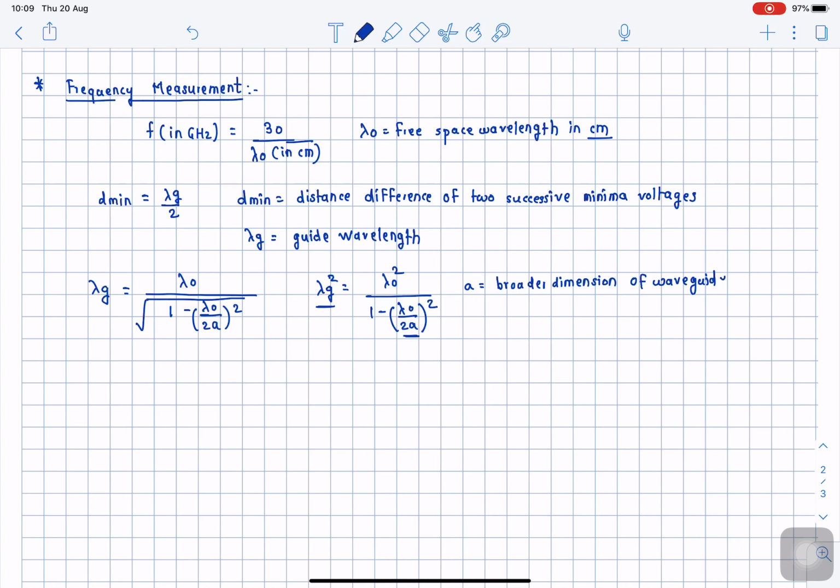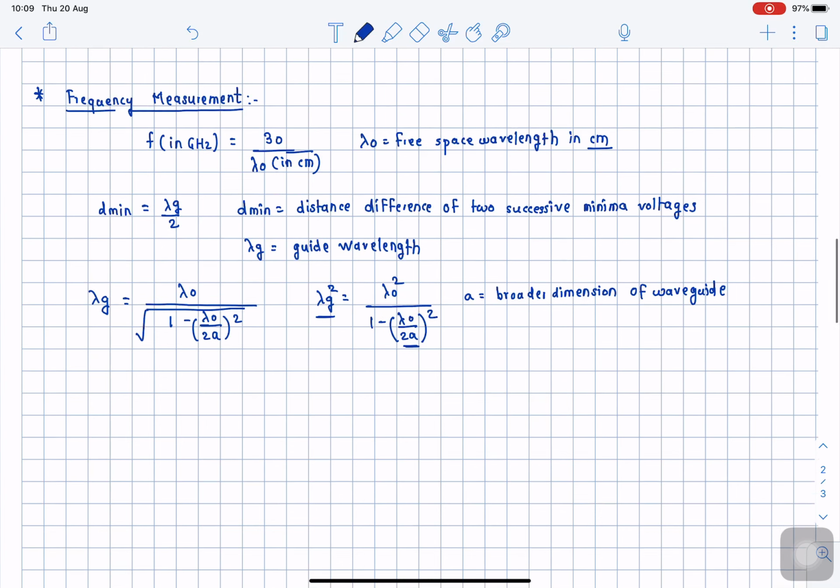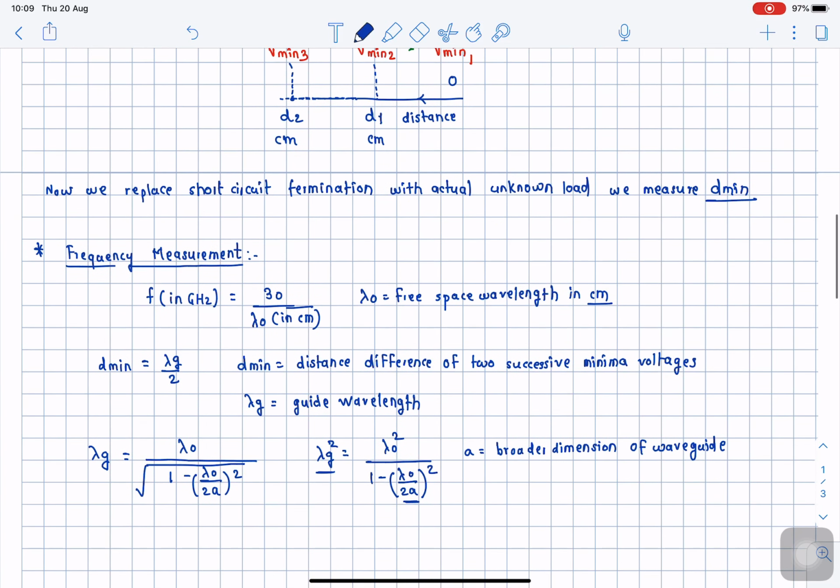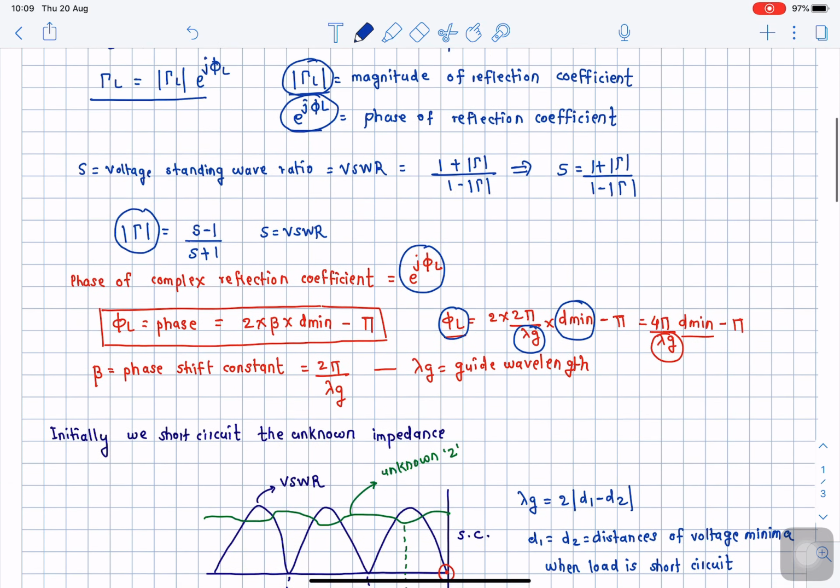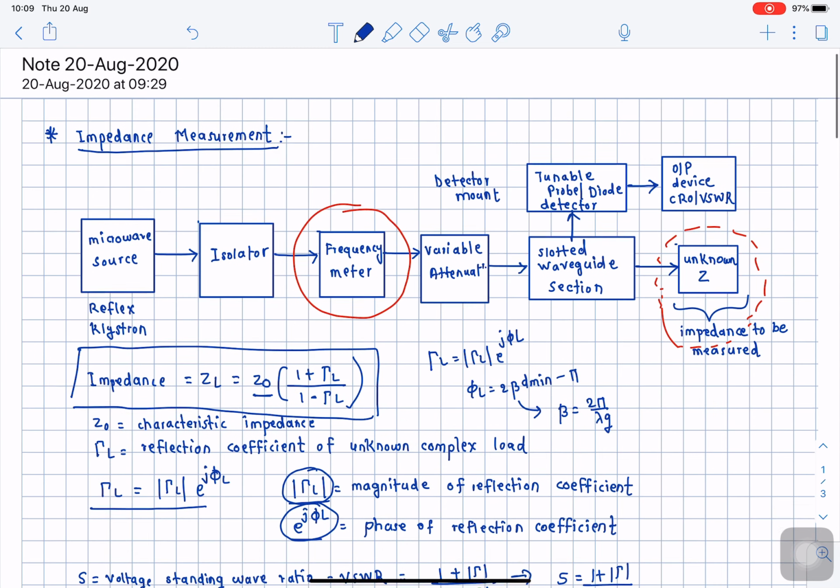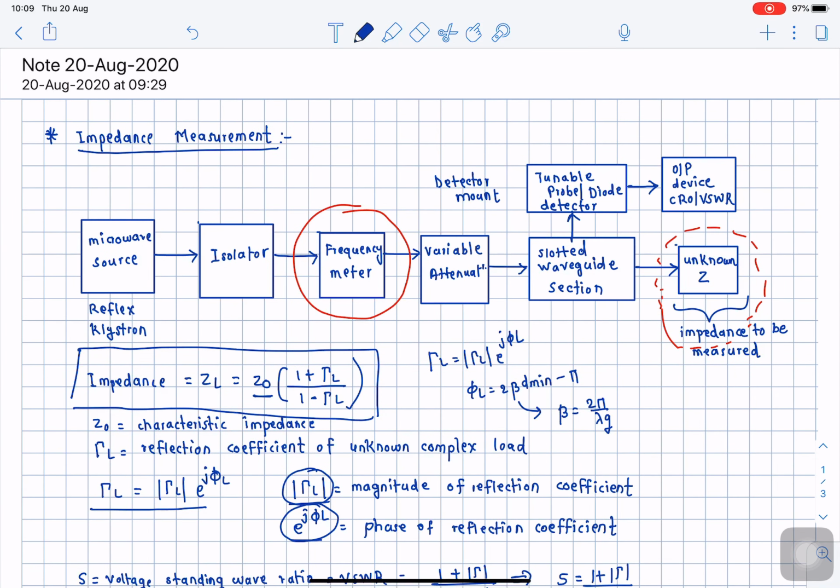So remember here that we don't need a separate or different setup in order to measure the unknown frequency. The same block diagram which I have shown you is used to measure the unknown frequency. Only the thing is that we need to remove this frequency meter from this setup, because we don't want to make use of a frequency meter, but we are going to develop a technique to measure the frequency without using it.